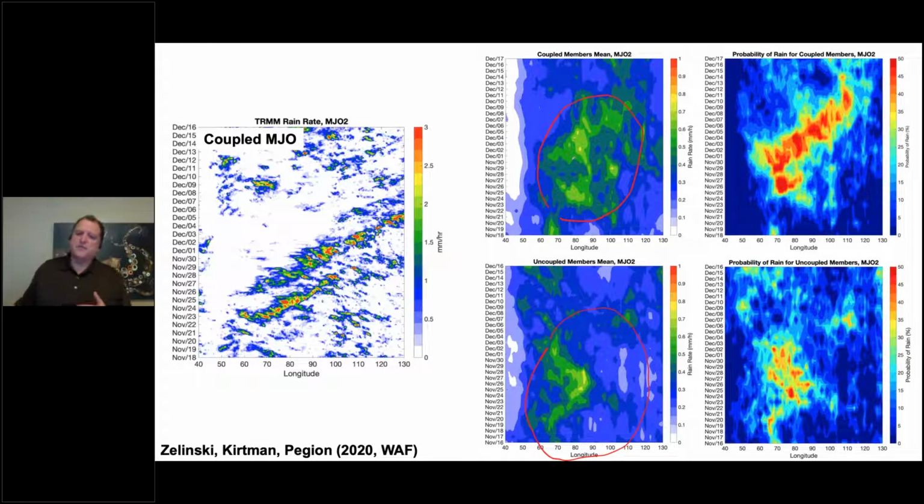There's certainly a hint in the ensemble mean that there might be some propagation, a hint, not too strong. When we look at the probability, however, we definitely see a stronger suggestion of that eastward propagation, and we're largely unable to detect that in the uncoupled ensemble members. Again, this is for that coupled MJO, that event where the argument is that coupled feedbacks are playing a big role in the maintenance and propagation characteristics of this event. And there's a hint that, in fact, the SubX coupled models are able to do a somewhat better job at capturing those propagation characteristics.